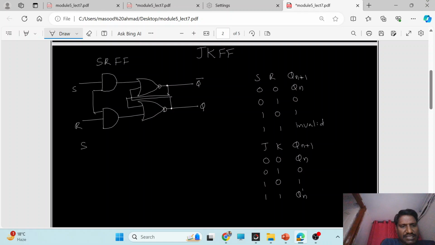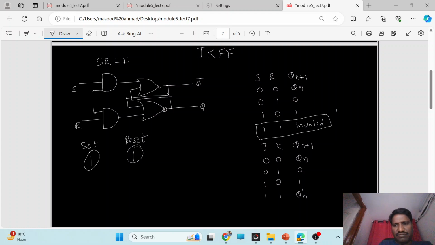S stands for set flip-flop. R stands for reset flip-flop. So you want to set and reset at the same time. Set is equal to 1, reset is equal to 1. That is an issue. Either we do a set or we do a reset, but not set and reset at the same time. So that set-reset condition is invalid.